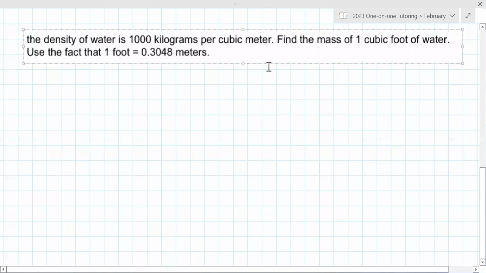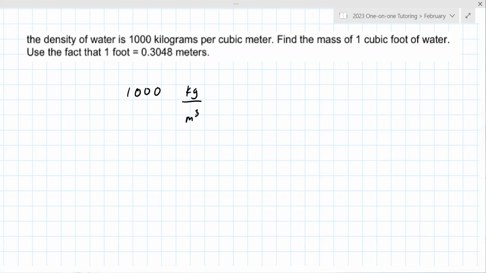So the density of water is 1,000 kilograms per cubic meter. Sometimes it's good to write that number with the units, kilograms per cubic meter, like this. Find the mass of 1 cubic foot of water. And they're saying, hey, don't forget here, we're going to give you the conversion. All right. So any idea what to do here? How to proceed? It's really just a units conversion problem.